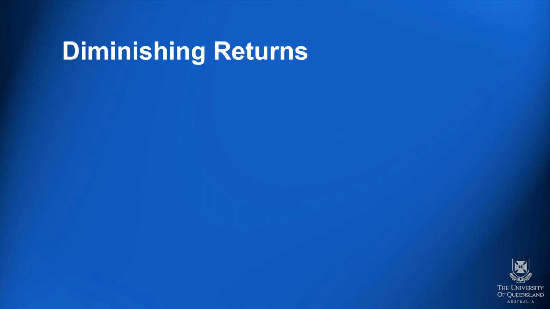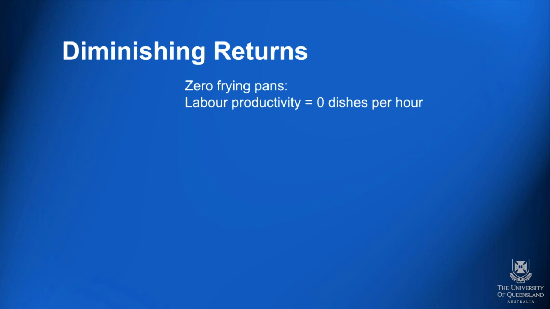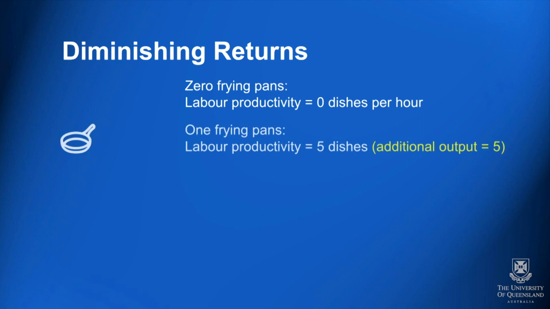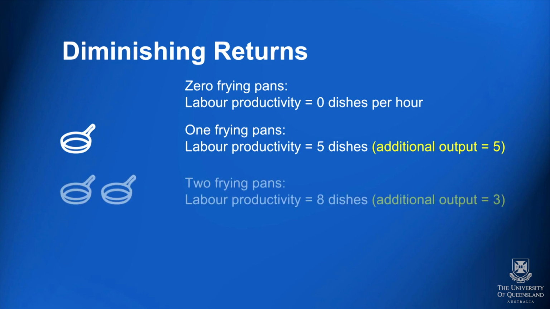When there is no fry pan, output is 0 dish per hour, which is also the labour productivity. If she has one fry pan, she can make 5 dishes per hour. If she has 2 fry pans, she can make 8 dishes per hour. Labour productivity increases from 5 to 8 because the chef has more fry pans to use. However, labour productivity does not double with the number of fry pans.